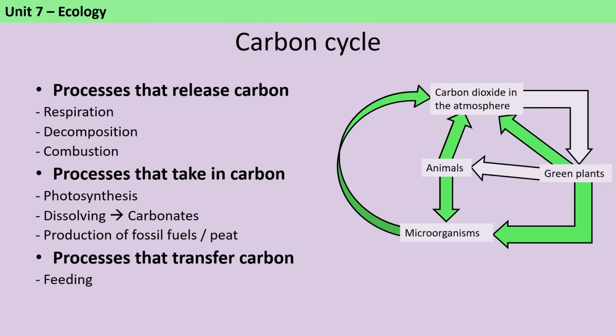Meanwhile, carbon dioxide is removed from the atmosphere by photosynthesis, in which green plants and algae absorb carbon dioxide and make glucose. They then store this as starch and use it to make fats, proteins and cellulose. Carbon dioxide is also removed when it dissolves in oceans and forms carbonates, which are locked up in sedimentary rocks, and by the production of fossil fuels in peat. Carbon is also transferred between plants and animals when animals eat plants.